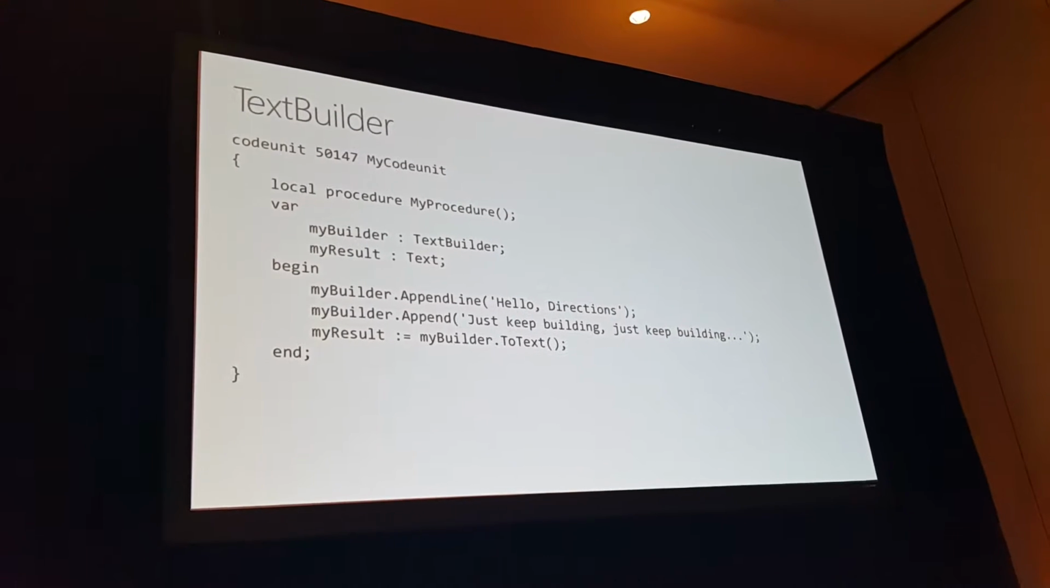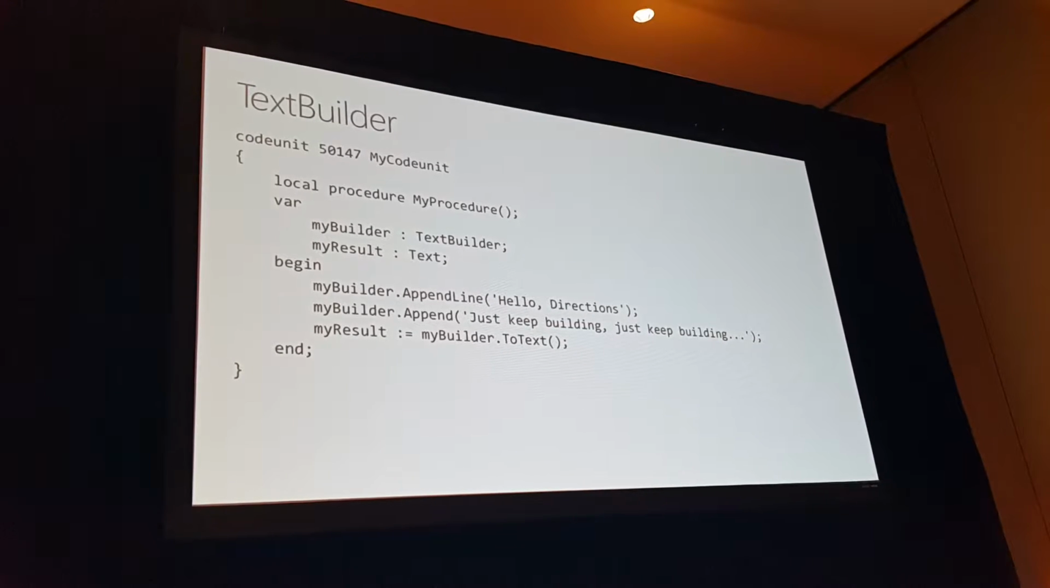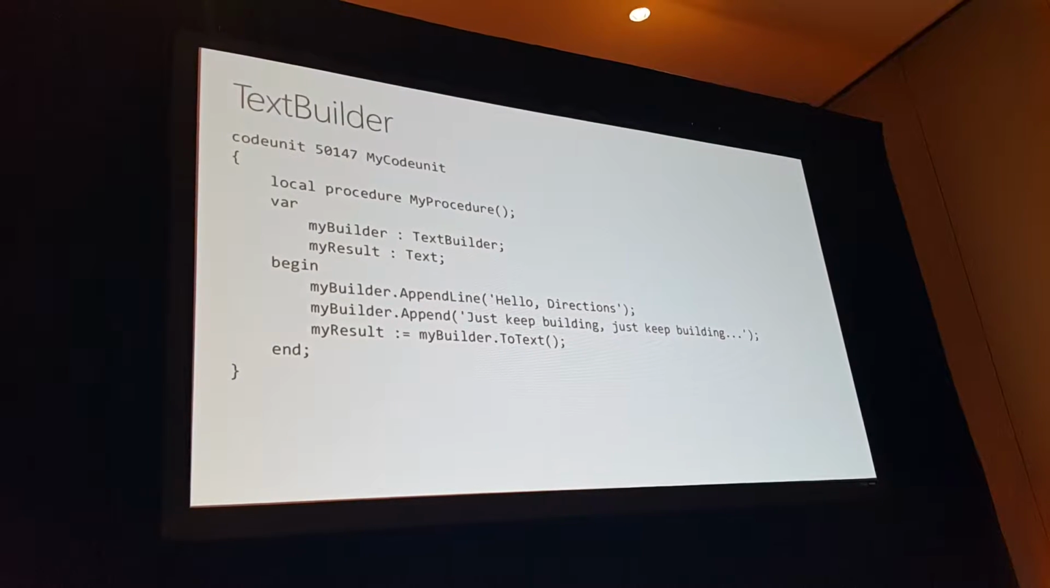The next one I want to talk about is text builder. If you're familiar with string builder in .NET, this would be similar. But basically, you can do the append line, the append, convert the result to text, and store it in an object.